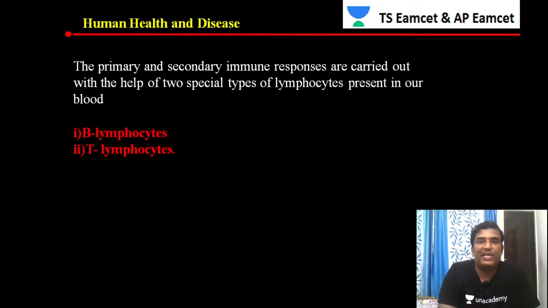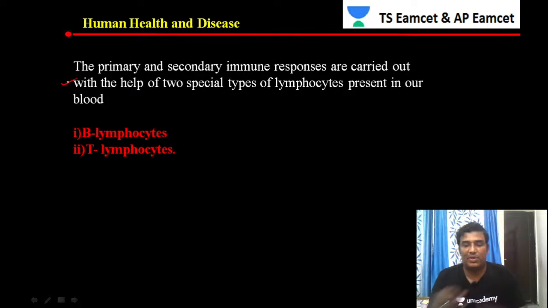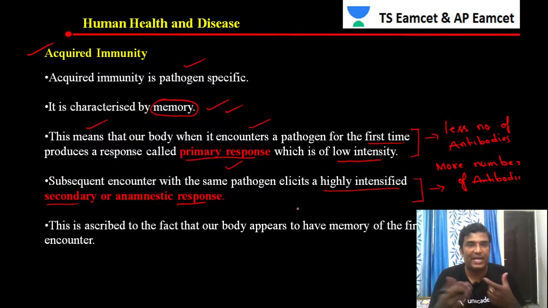The primary and secondary immune responses are carried out with the help of two types of lymphocytes. Just now we have seen the primary response. What is a primary response? When a person encounters a pathogen for the first time, the response produced by the human body is called the primary response, and it is at a very low intensity, meaning fewer antibodies are produced against that pathogen. If the same pathogen enters the human body a second time, then more antibodies will be produced. That is called the secondary response.